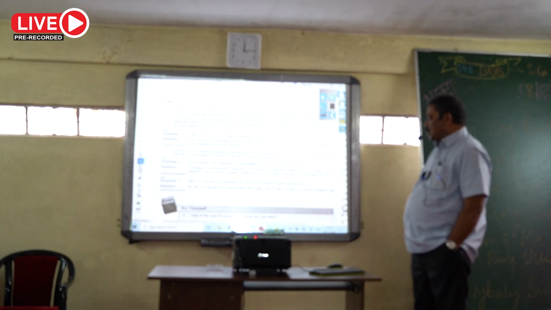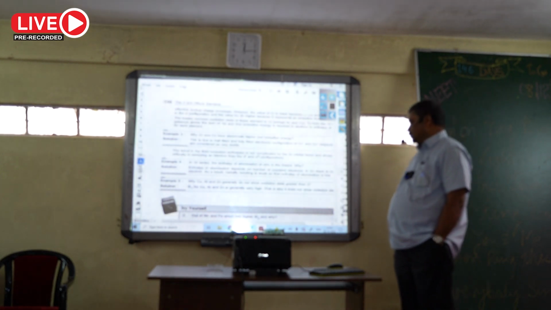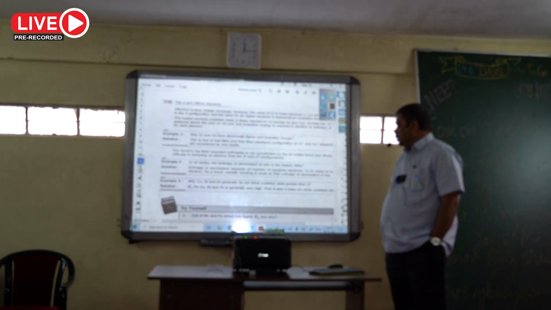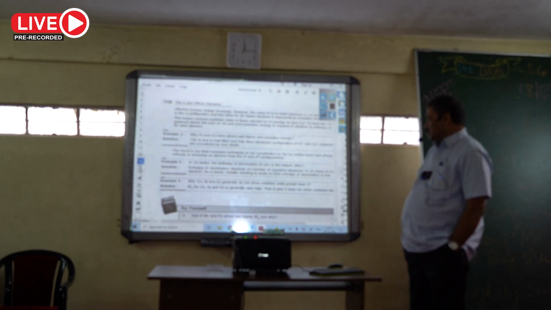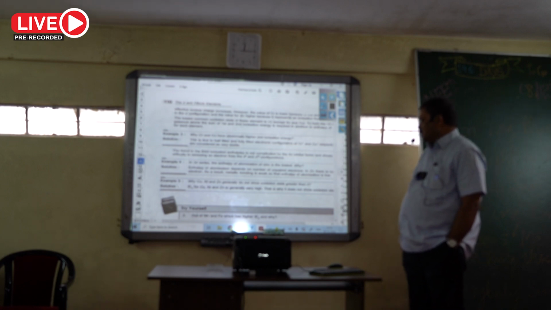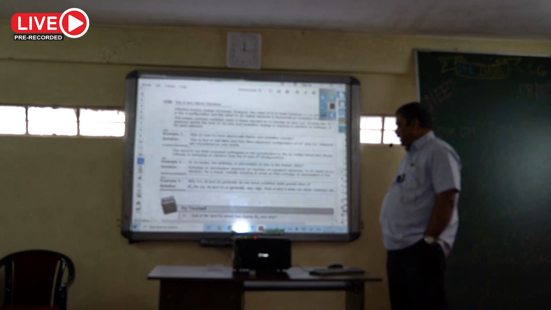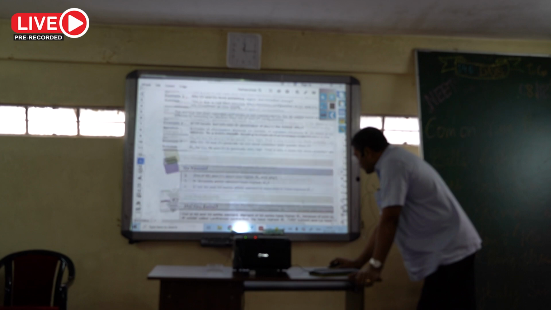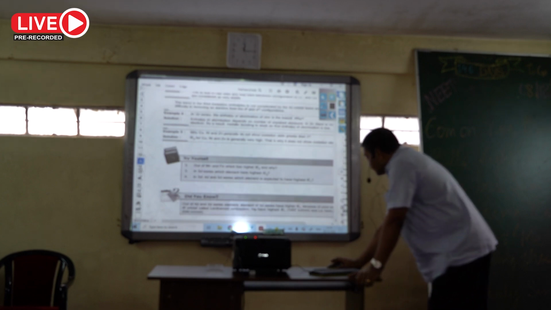Next point, copper, nickel and Zn do not show more than an oxidation state of +2 because of their high IE3 values.